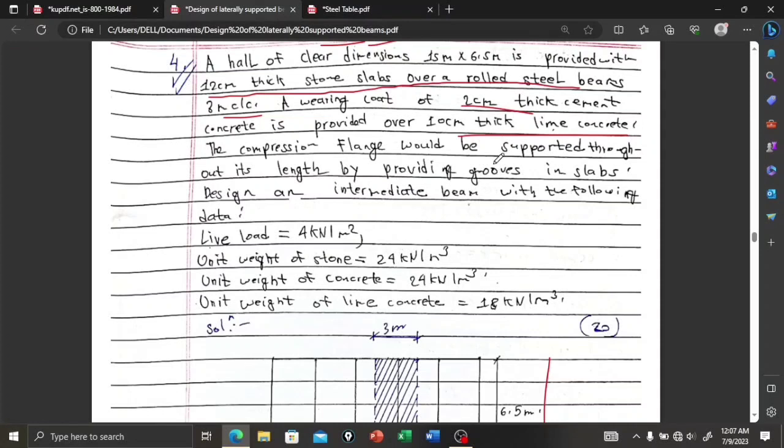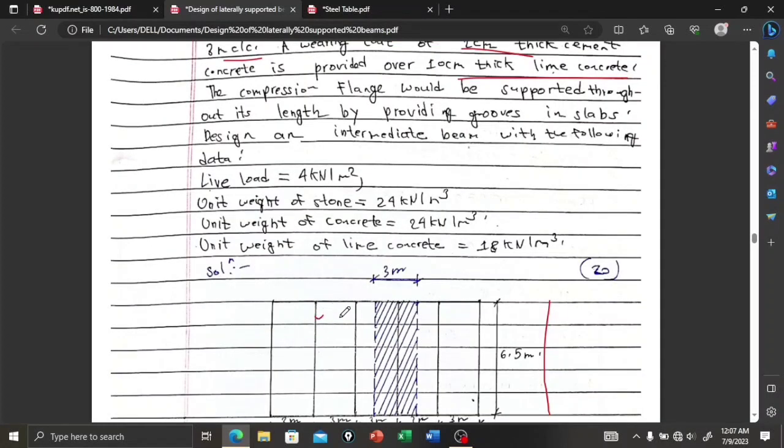That means this is the case of a laterally supported beam design, an intermediate beam, with the following data. Live load is 4 kN per meter square. Unit weight of stone is 24 kN per meter cube. Unit weight of concrete is 24 kN per meter cube. Unit weight of limestone is 18 kN per meter cube.